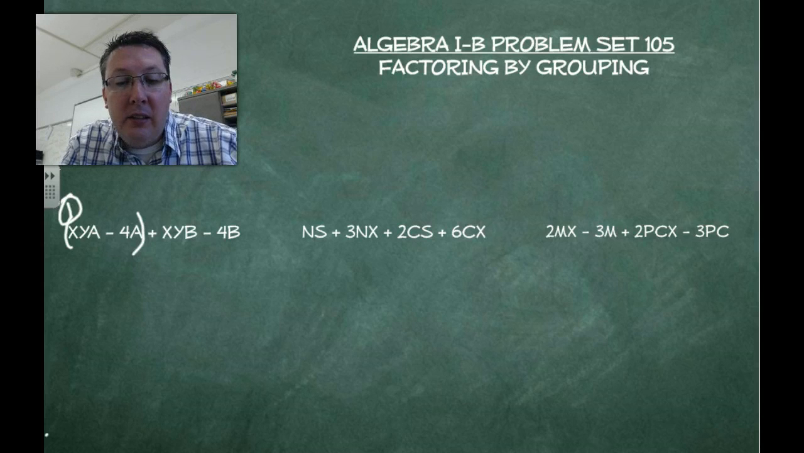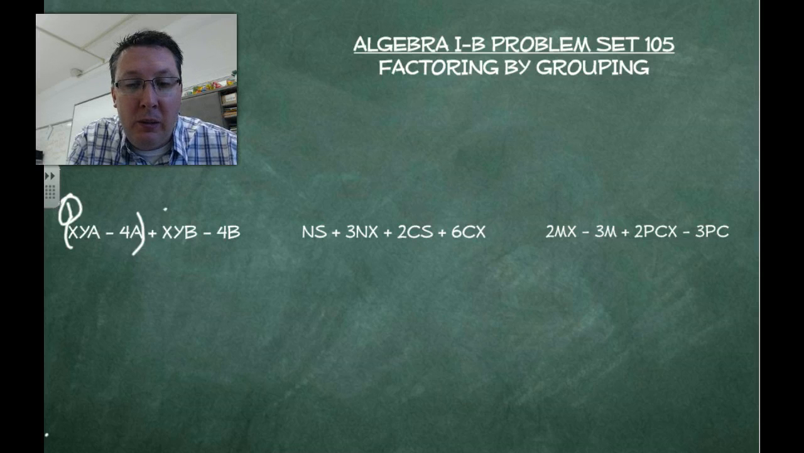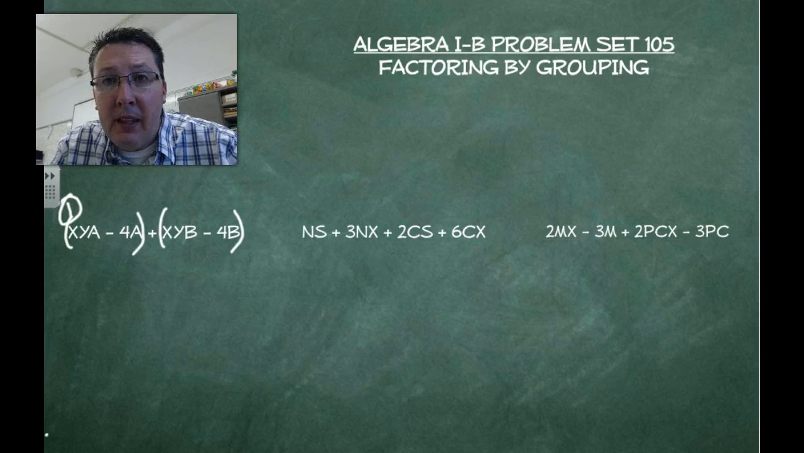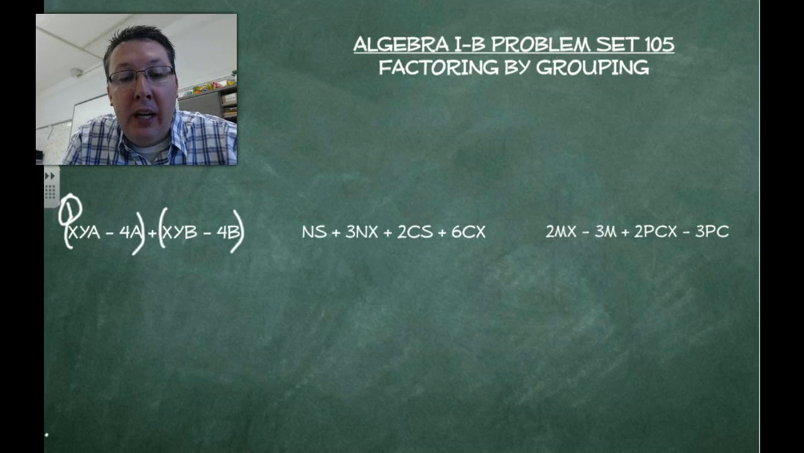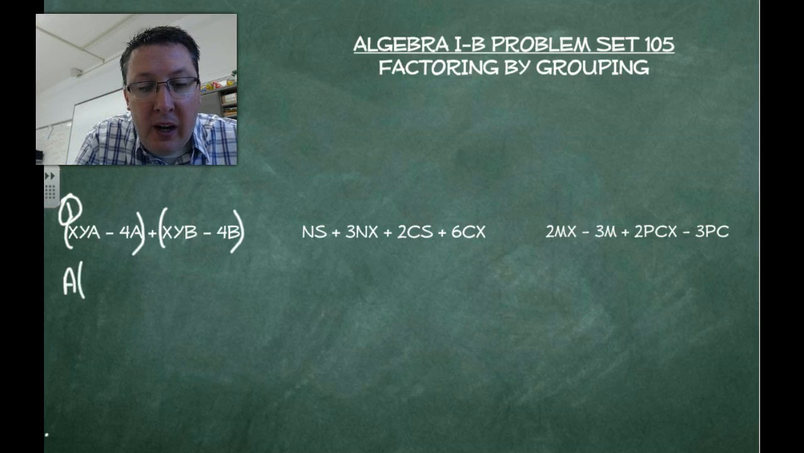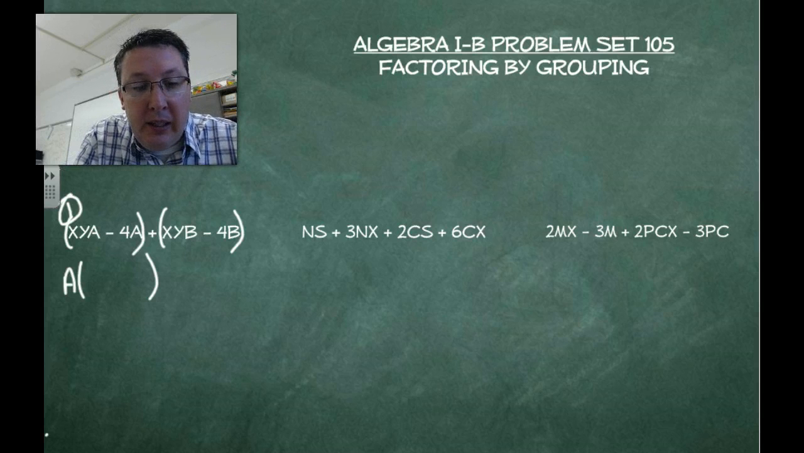Now, I need these groups separated by a plus sign to start my factoring process. If I look at the second group, I want this plus sign in between. Do those two have anything in common? I think they might. So, when I look at the first group, what do they have in common? Well, you should notice they both have an A. So we're going to factor out that A. When I pull an A out front of that group, that leaves me xy minus 4.